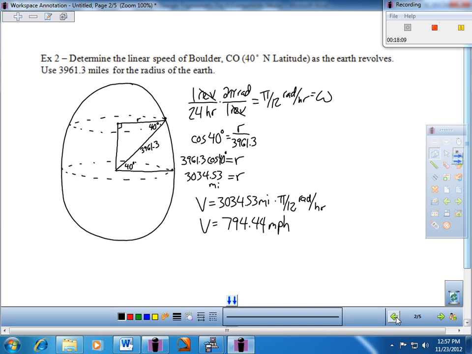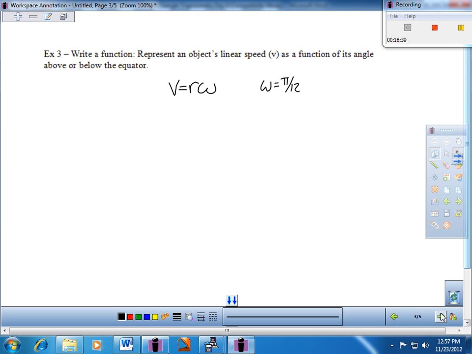I will go back to my other board here, and you can see kind of why I wrote it. Well, for Boulder, which was at 40 degrees, and here it is right here, everyone, we used that cosine ratio and then just cross-multiplied. Isn't this right here how we got our R value? We took the radius of the Earth, 3961.3, and we multiplied it by the cosine of our latitude. And so that's it. That's how we get the radius for anybody's circle, as a matter of fact. The radius of the Earth times the cosine of the latitude.